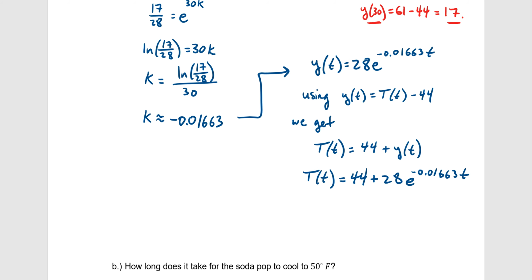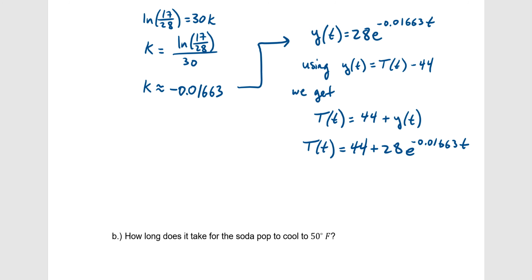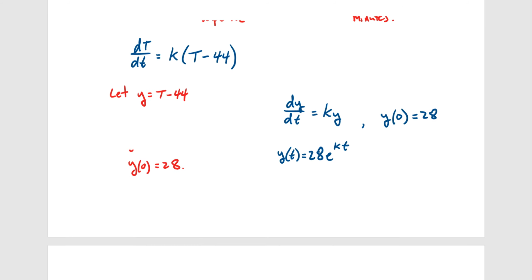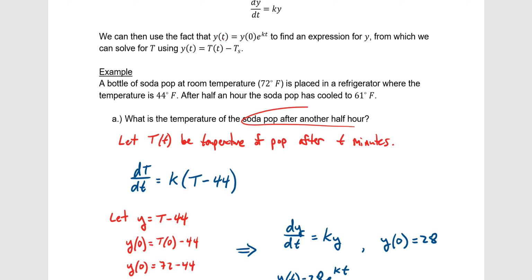It's always a little bit more confusing when you have to use this change of variable. You had to let y equal T minus T sub s. So hopefully it wasn't too bad, but now we have this equation here, which represents the temperature of the soda pop t minutes after it was put in the fridge. So all we have to do now is plug in for little t, and we're looking for T of 60, because it says what's the temperature after another half hour. That's 60 minutes total, because it was a half hour first, half hour again, 60 minutes total.